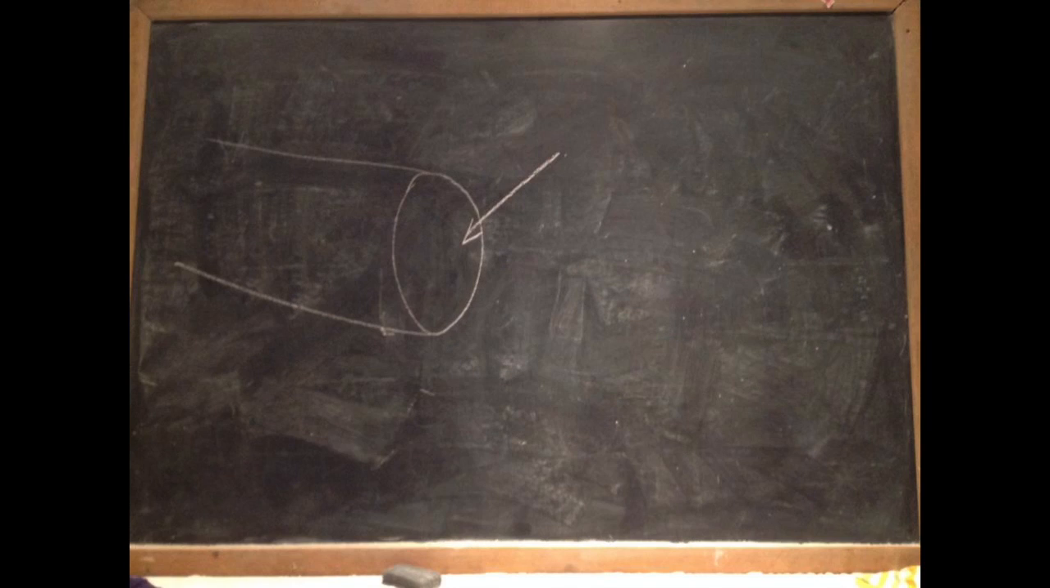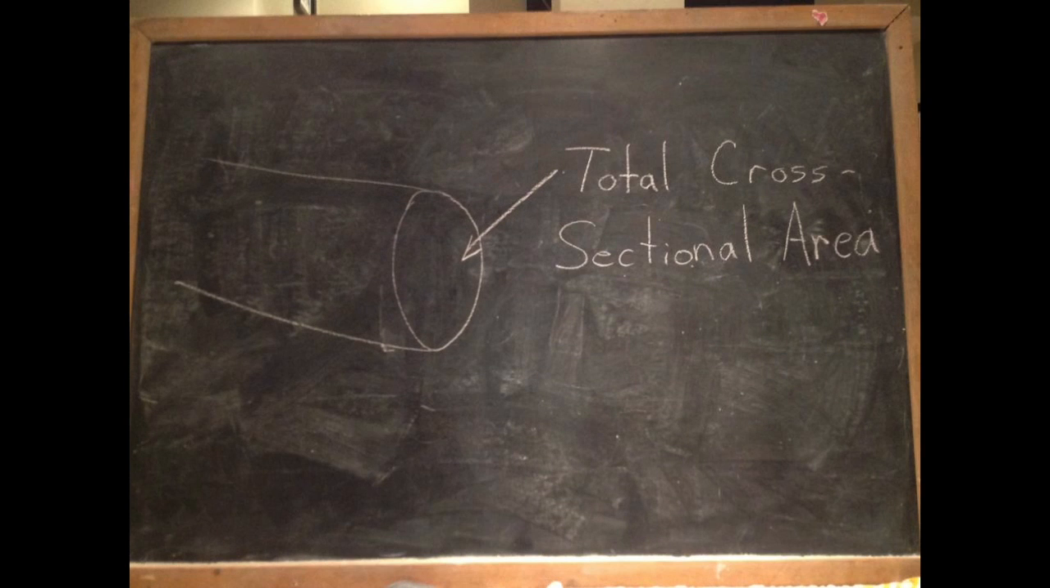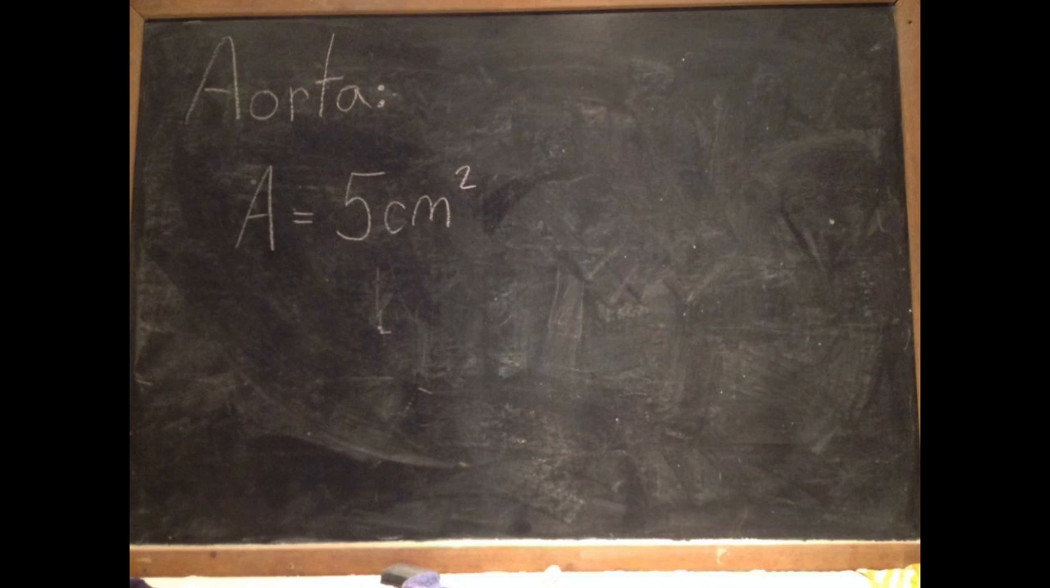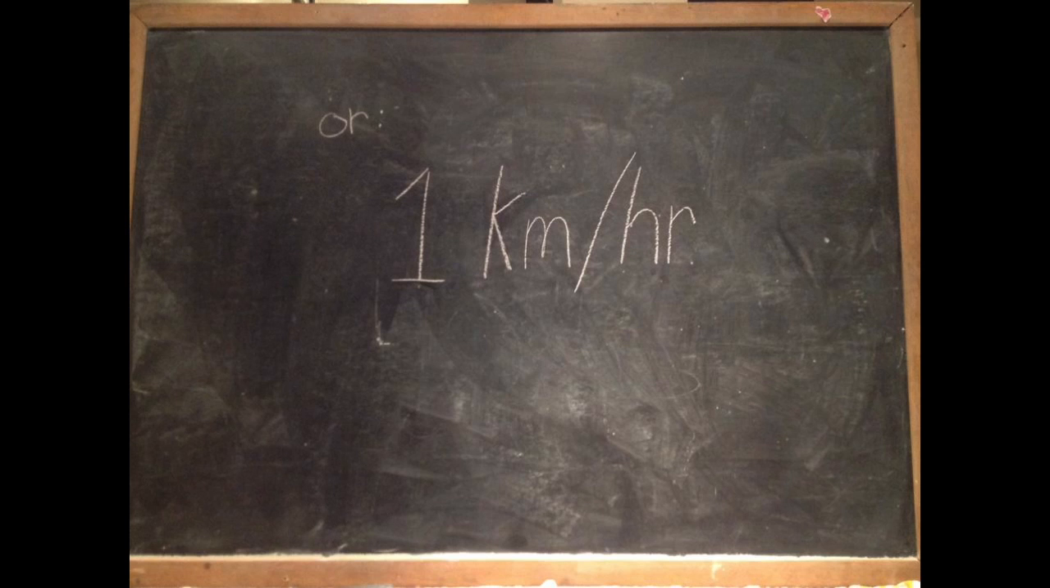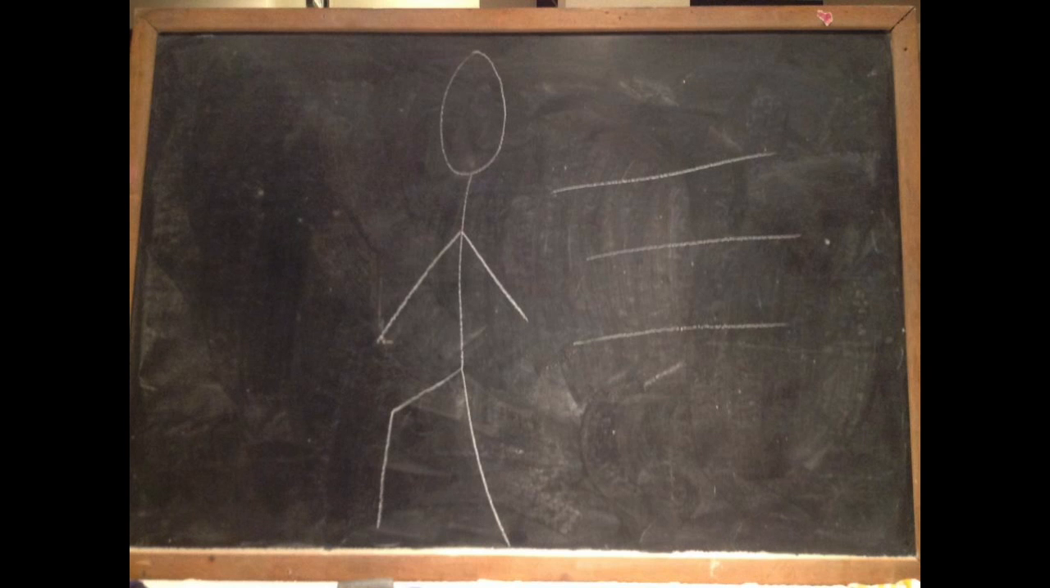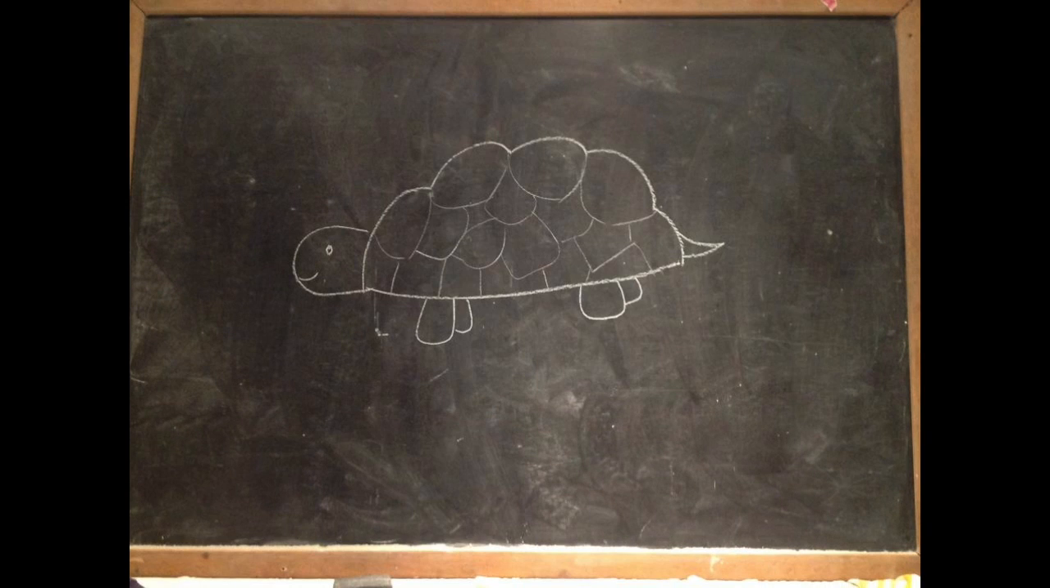Next, we are going to talk about the total cross-sectional area of a blood vessel. When solving for velocity of blood, we must use the total cross-sectional area as opposed to delta x over delta t. So let's say we're talking about the aorta again. If the total cross-sectional area is 5 centimeters squared, then the velocity is 40 centimeters per second, or 1 kilometer an hour. This is as fast as you walk. This is almost as fast as a speedy turtle.